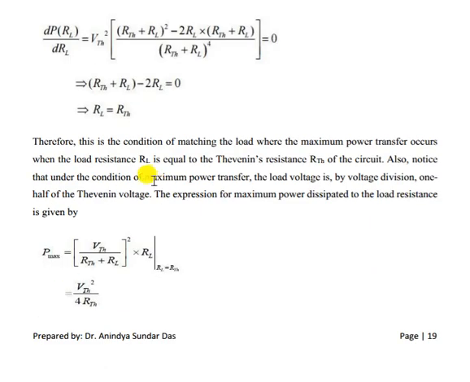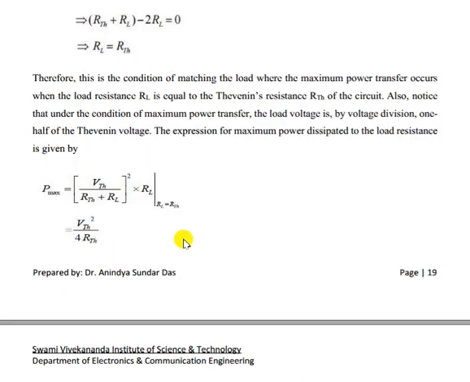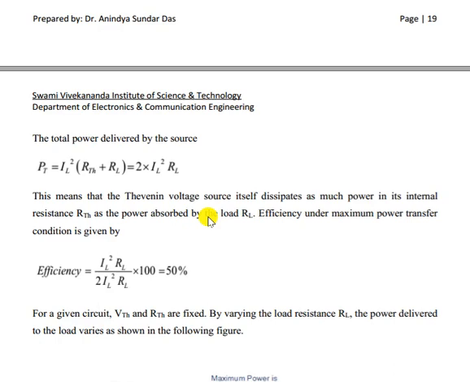So the condition for maximum power is RL should be equal to RTH. Now, maximum power will be equal to what? In place of RL, we put RTH, and we get the expression VTH square divided by 4 RTH. Okay, so that is the maximum power formula.